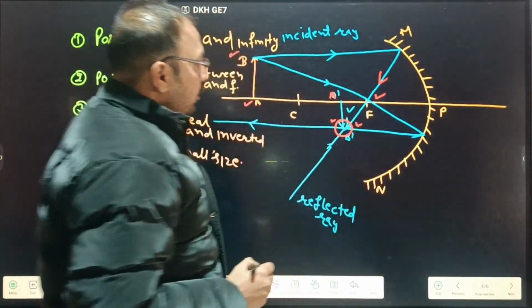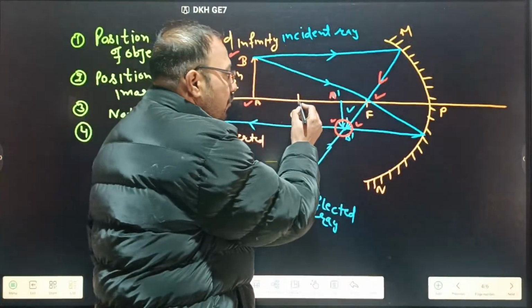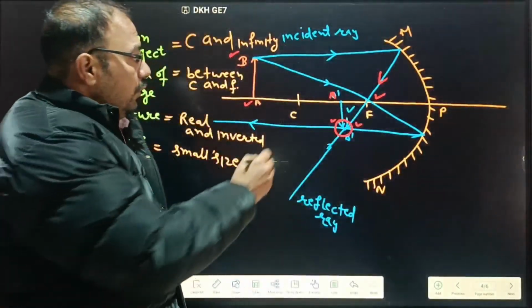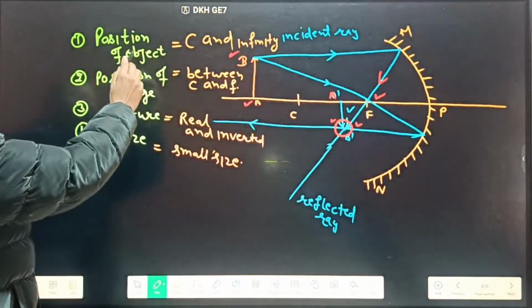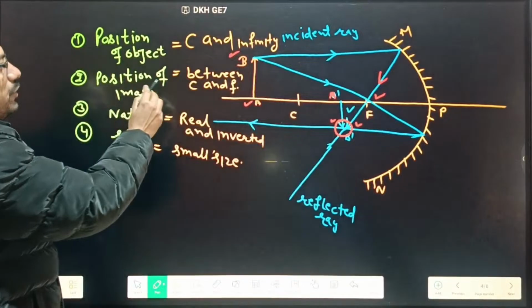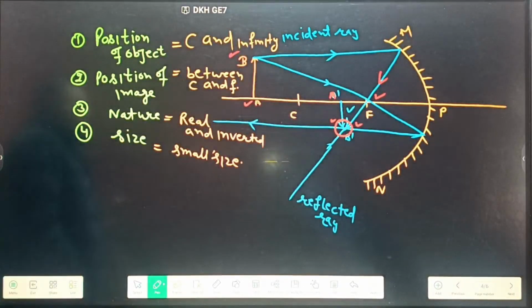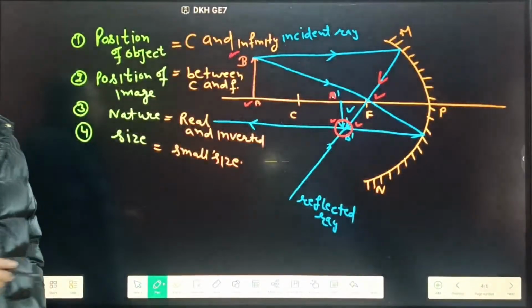Next, the important point is where the image forms. The image forms between C and F. We write here: position of object, center of curvature and infinity; position of the image, between C and F; nature, real and inverted; and size, small.